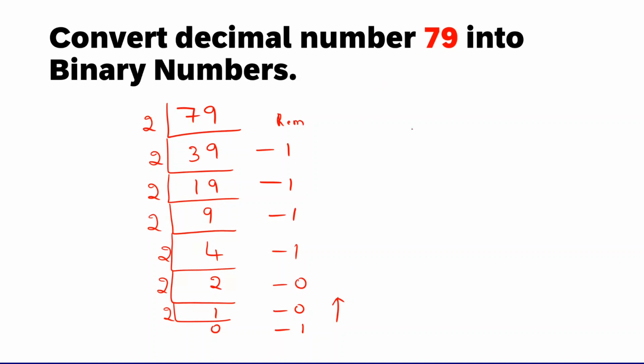We have to write the remainder in reverse order starting from the bottom. 1 0 0 1 1 1 1. So this is the binary equivalent of decimal number 79. Clear guys? Hopefully you guys have understood how we can convert a given decimal number into a binary number.